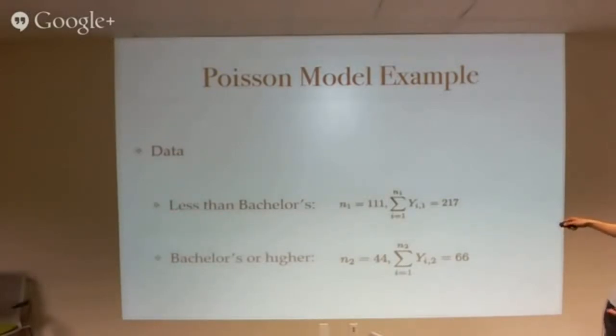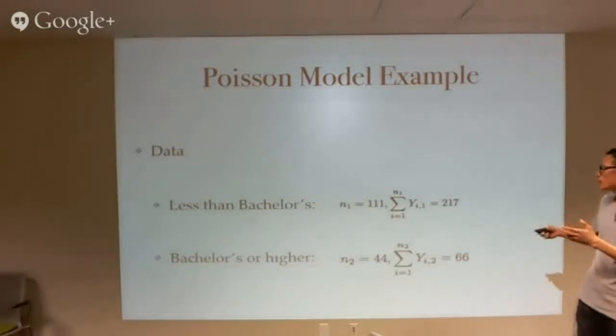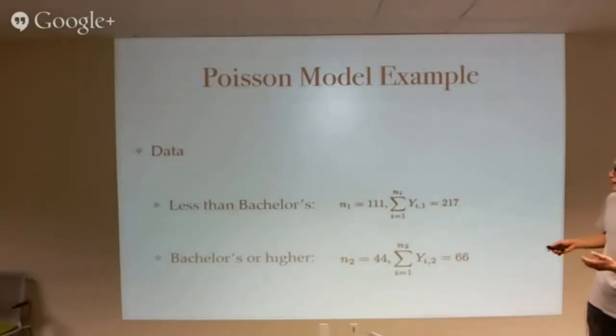So those who don't have the bachelor degree, n is equal to 1, and totally they have 111, and oh, I'm sorry. Totally they have 217 and n1 is equal to 1.